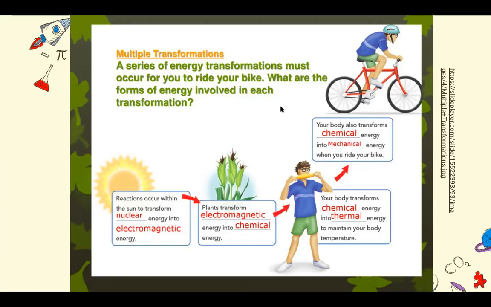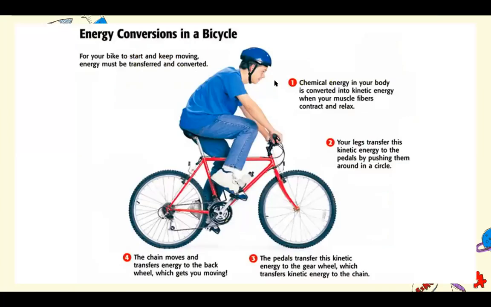So we will look at the rest of this process. We looked at this whole idea that you need to input the energy, right? Your muscles need to input the energy to ride this bike. But what happens once you start riding the bike? There are also energy conversions in the whole process of riding the bike. One, chemical energy in your body is converted into kinetic energy when your muscle fibers contract and relax.